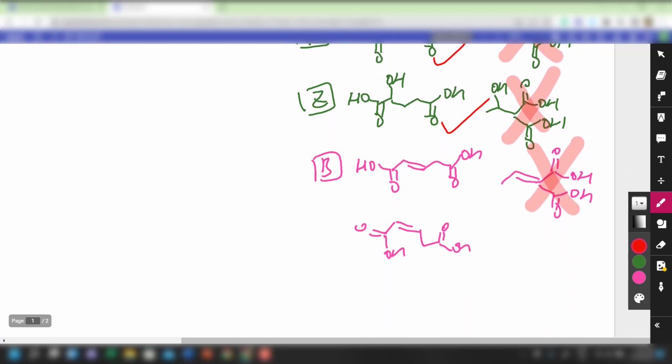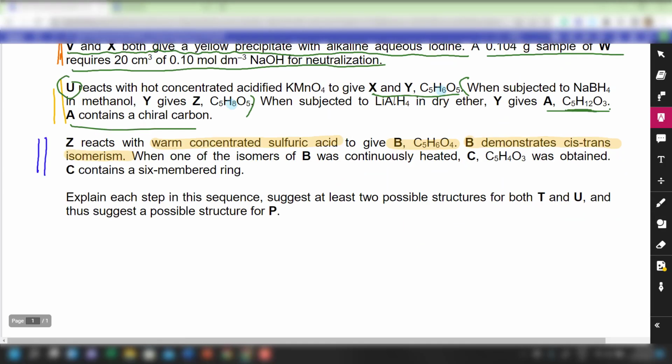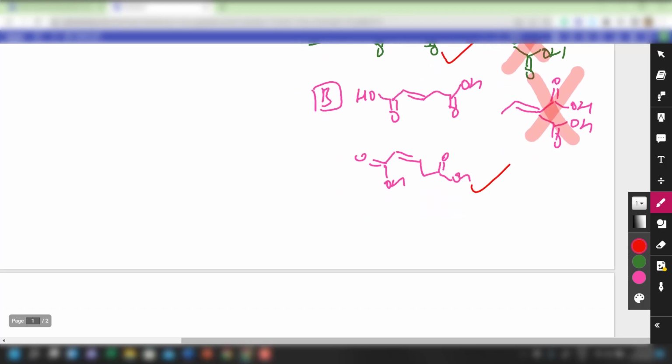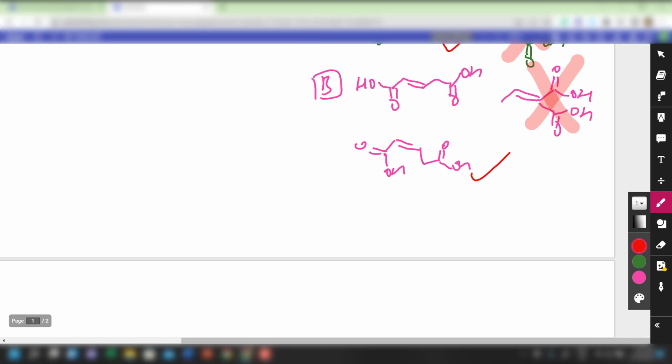And then, of course, you were told that one of the isomers, when continuously heated, gives you C, which contains a 6-member ring. Between the two, only this can potentially give me the 6-member ring upon cyclization. So in that case, I'm going to draw out the structure.